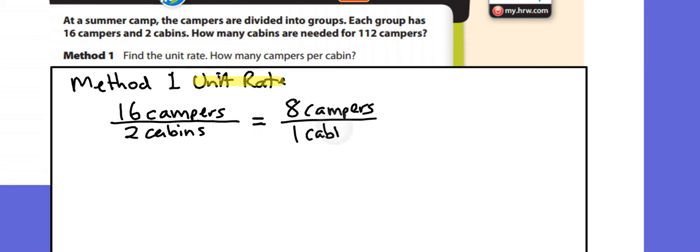This information is actually more helpful to me because now it's less computing when I try to figure out how many cabins are needed for 112 campers. There's 8 campers per cabin, and what I actually need is, I'm going to hit equals again here, what I actually need is to house 112 campers. So how I set this up is I put 112 campers over question mark because the question says how many cabins are needed for 112 campers.